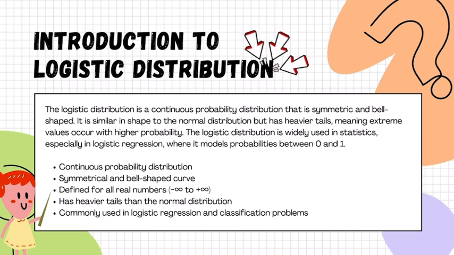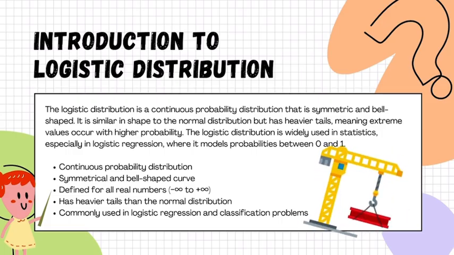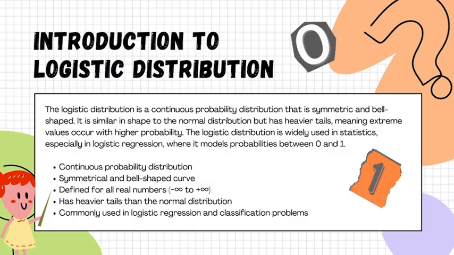The logistic distribution is a continuous probability distribution. It is very similar to the normal distribution because it is also symmetric and bell-shaped. But the main difference is that the logistic distribution has heavier tails, meaning it gives slightly higher probability to extreme values compared to the normal distribution. It is used widely in statistics and machine learning, especially in logistic regression, because its CDF naturally maps any value into a probability between 0 and 1.